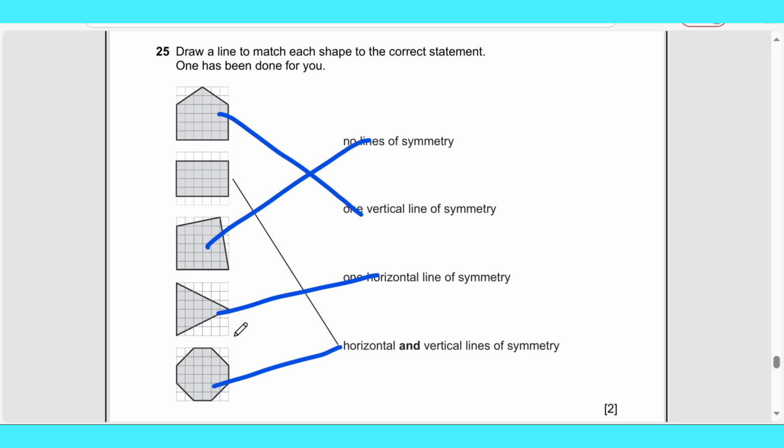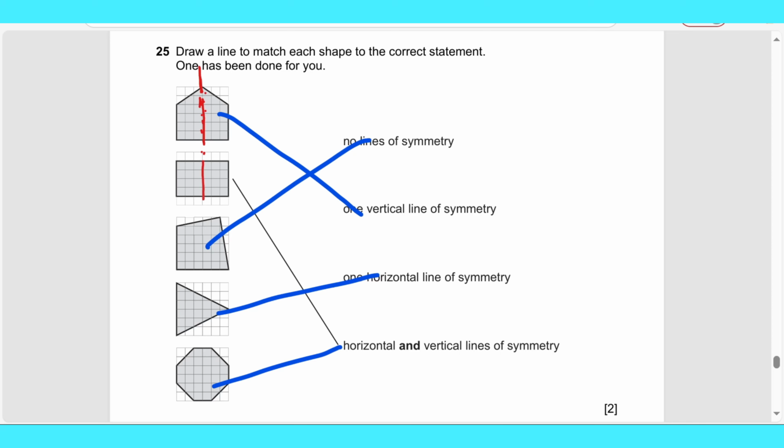So how does it work? Obviously, one line of vertical symmetry means when we make this line and fold along this line, it will match. And this is vertical and horizontal, so it means you can divide this into the middle, and this is also the middle here. And this one has no line of symmetry, so any line that we make here will not match when we fold. This one has one horizontal, so one horizontal will be this here, and this one also has horizontal and vertical here and here.